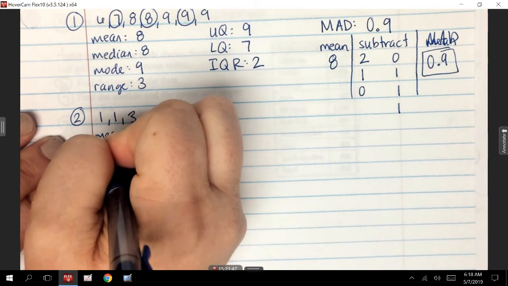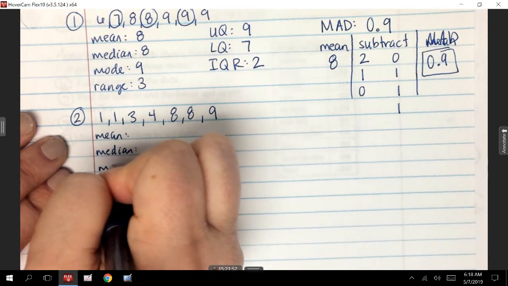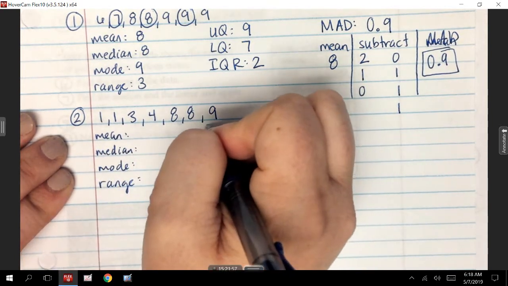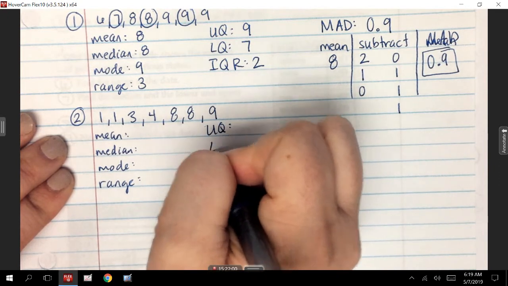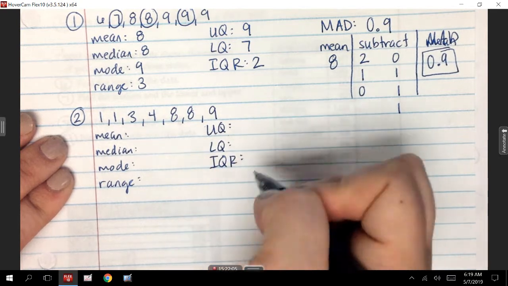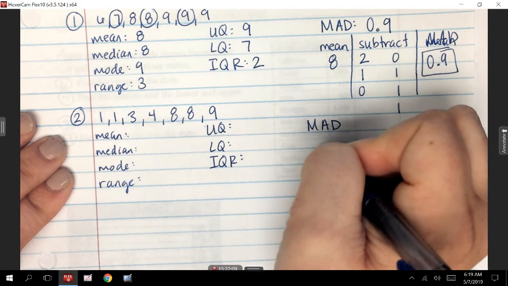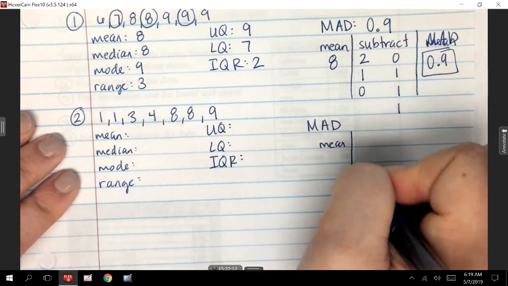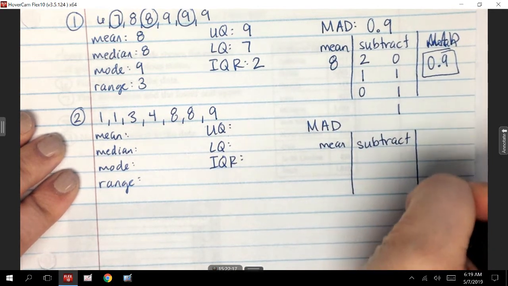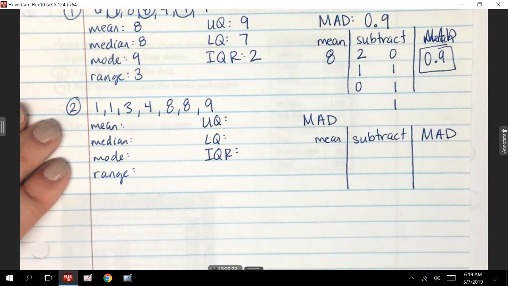All right, so mean, median, mode, range, UQ. And remember, guys, if I go too fast, please pause the video if you're at home working on this. All right, you can always pause it, go back if you missed something or didn't understand something. Okay. All right, so let's look at our means.